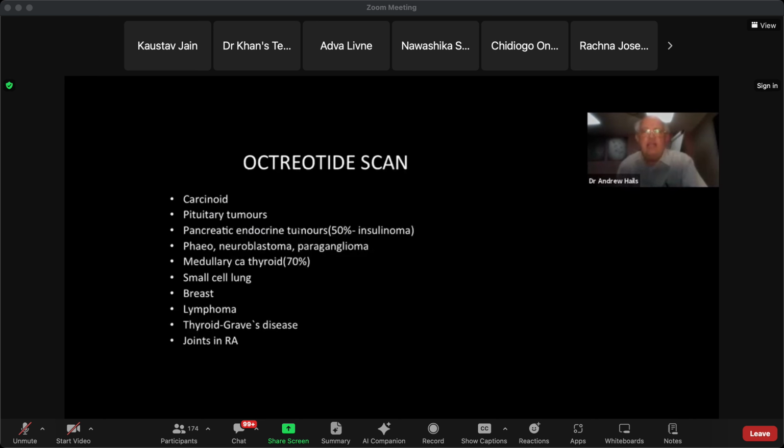So octreotide scans get uptake in all sorts of things. Carcinoid, pituitary tumours, pancreatic endocrine tumours we just saw, but only 50% of insulinomas, phaeochromocytomas, neuroblastomas, and medullary carcinoma of the thyroid.